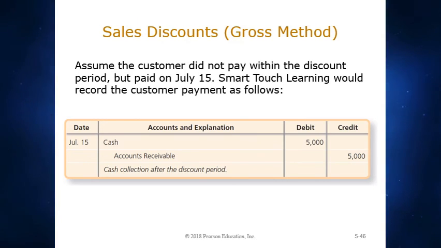And we don't have to mess with sales discounts forfeited or anything like that. So in that regard, the gross method is easier. However, it can lead to the overstatement of revenue, especially if we have a period end before an invoice is due.